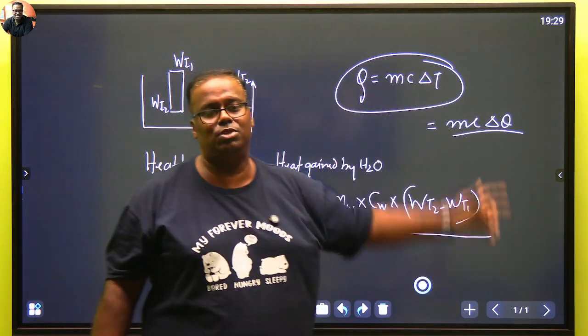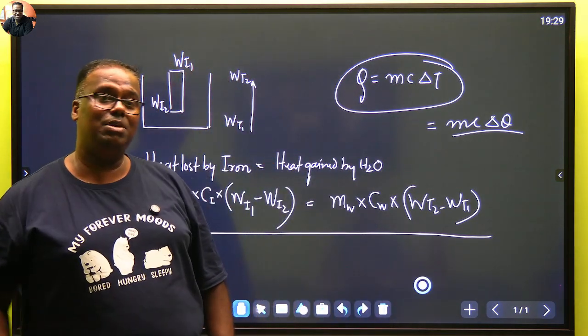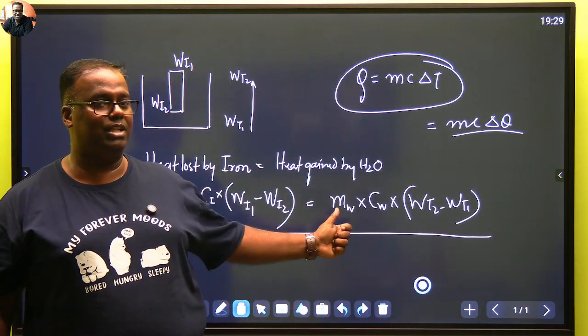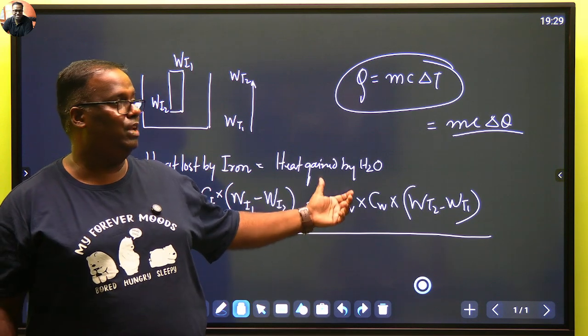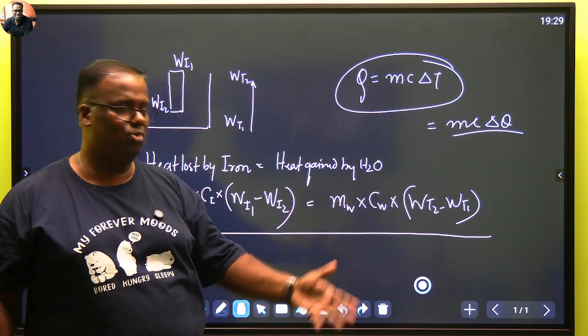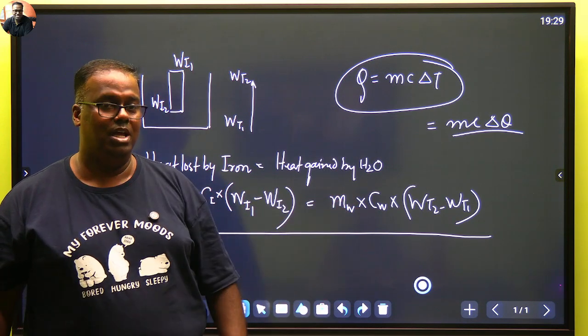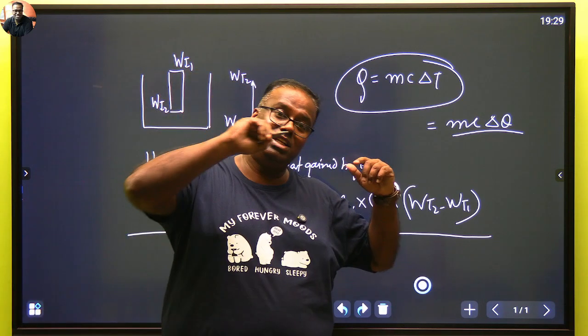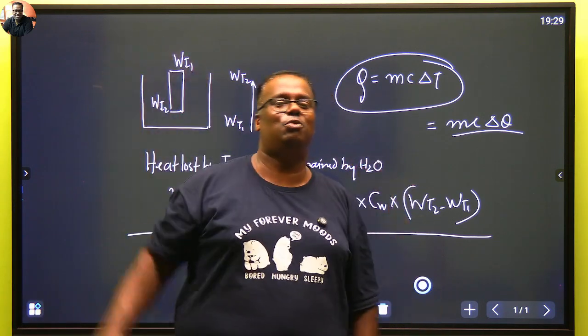Instead of C, we put something called L. L can be LF or LV. LV is latent heat of vaporization. LF is latent heat of fusion. Again, chemistry first chapter, same things will be repeated. That's why I taught you in detail what is a cooling curve and how boiling happens.